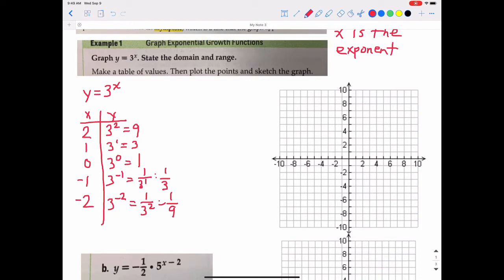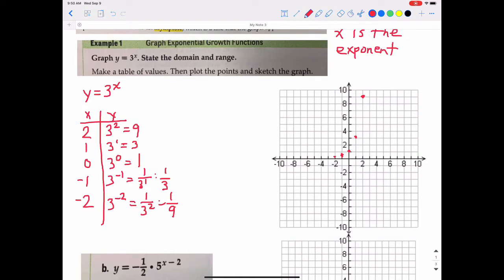And if I were to graph those in this coordinate plane, I would have 2, 9, so that's right here. Whoops, that's actually right here. Erase that. So 2, 9, 1, 3, 0, 1, negative 1, 1/3. I think I missed my 0, 1 up there. Let's try that again. So it's 0, 1, and then negative 1, 1/3, and then negative 2, 1/9.